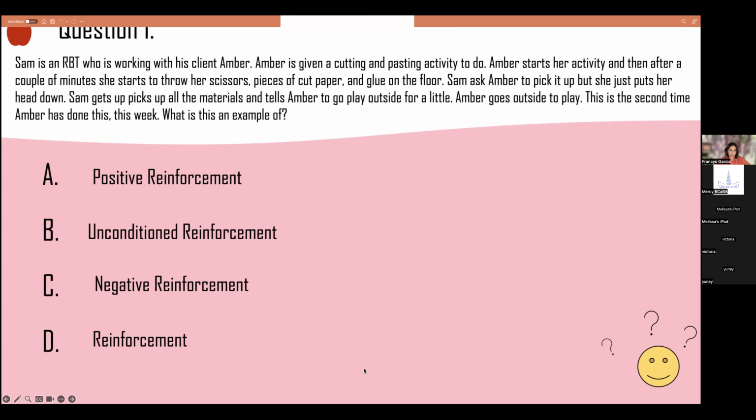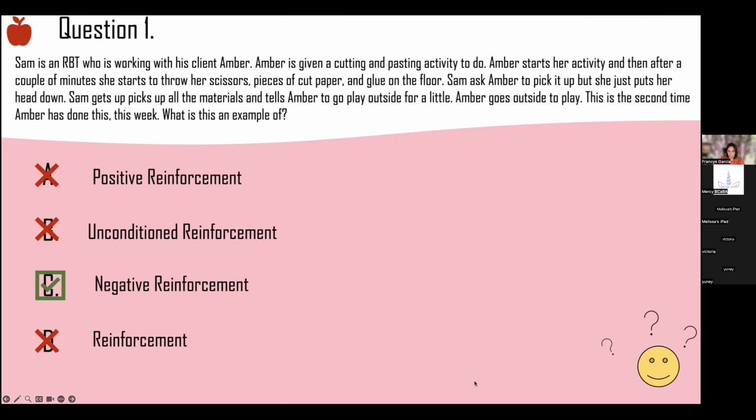Negative? What am I supposed to answer? I think you said negative. Let's see. So it's not positive reinforcement. It is not unconditioned reinforcement. I know we haven't gone over this, but we will. It is not just reinforcement because it's much deeper than that. And you're right, it is negative reinforcement. So awesome job. Thank you for answering and participating. I appreciate you. So yes, the answer is negative reinforcement.